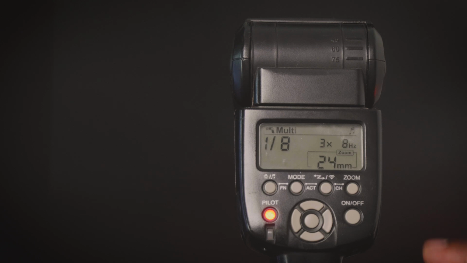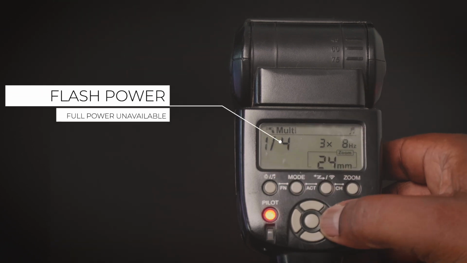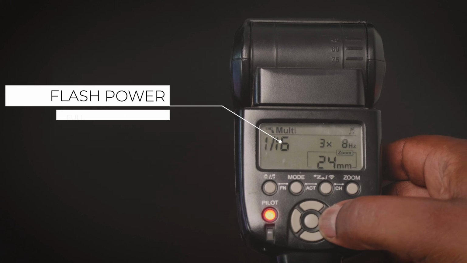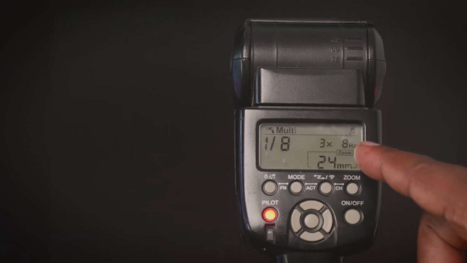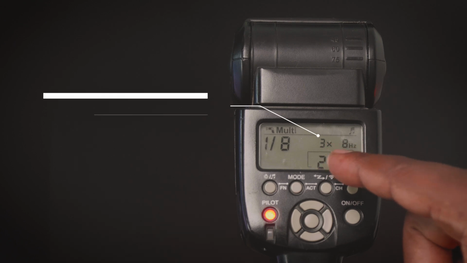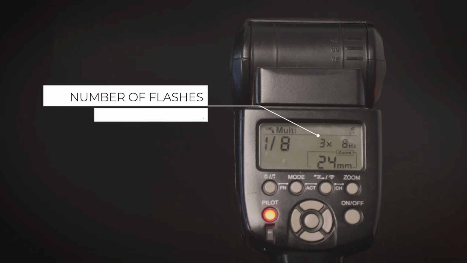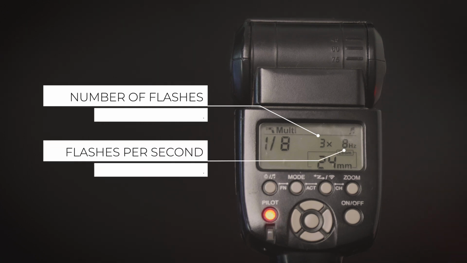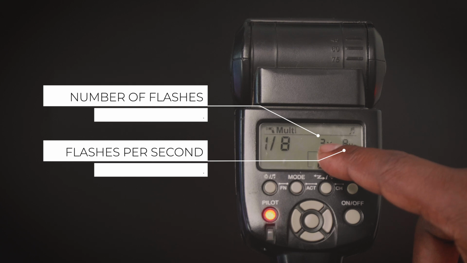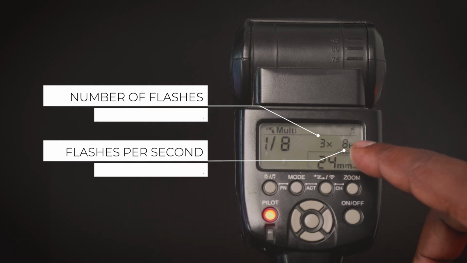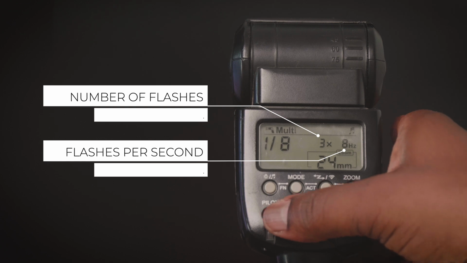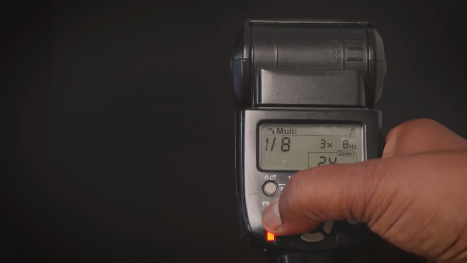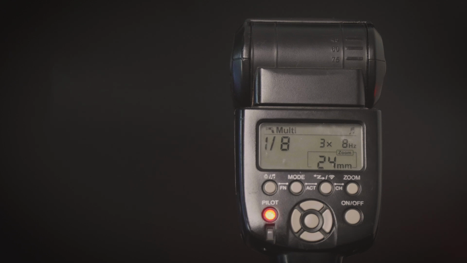In multi mode, you can change your flash power as usual, like that. And you can also change these two numbers. The first number shows you how many times this unit is going to flash, and the second number, which is 8 Hertz, tells you how many times a second that flash is going to come. So in this case we've got 3 flashes at 8 flashes per second. If I test this, you will see it has fired off 3 times.